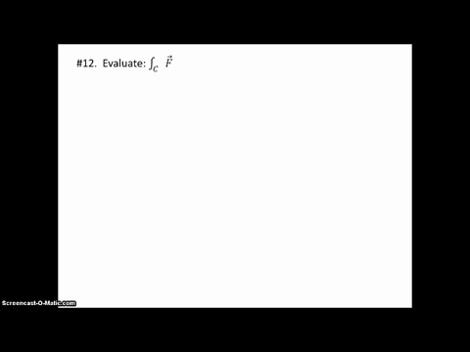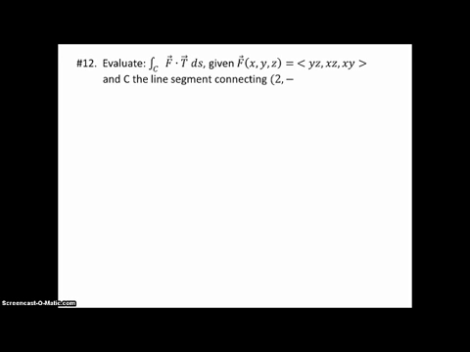Number 12, evaluate this line integral given the vector field defined by that function, and C the line segment connecting these 2 points. So in this case, the curve is a straight line. Hence, line integral makes a little more sense. Now notice we're going from the first point to the second point, and so the change in x is 2, the change in y is 3, and the change in z is -4, because z is going down from 3 down to -1, which is 4 units. And so the parameterization is pretty straightforward.